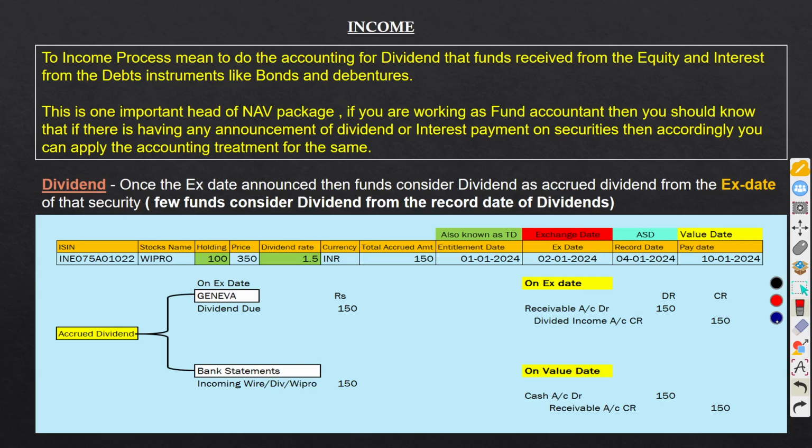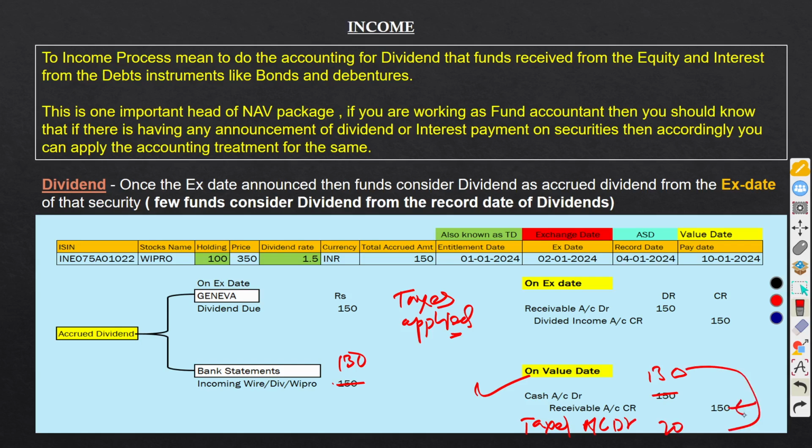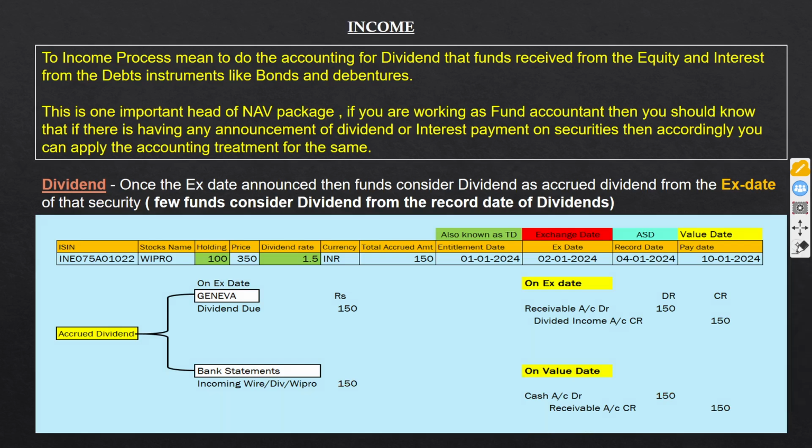But anyway, assume you have only received 130 and it is confirmed that taxes were applied. It's very simple: cash account debit, which is 130, and the rest, taxes, account debit, which is 20. So 130 plus 20 makes 150, which will tie with the due amount. This is how you can record transactions in the books of account. All right.